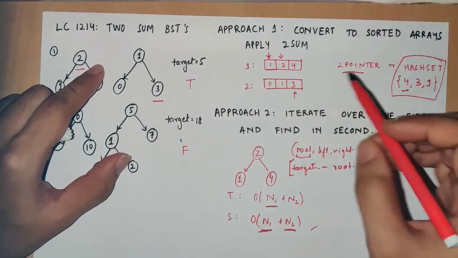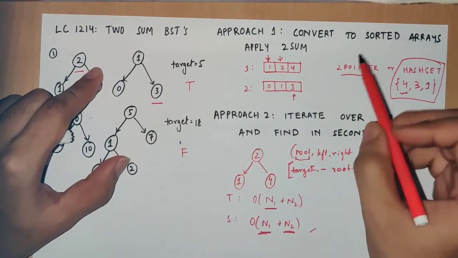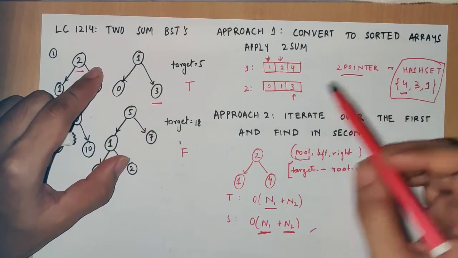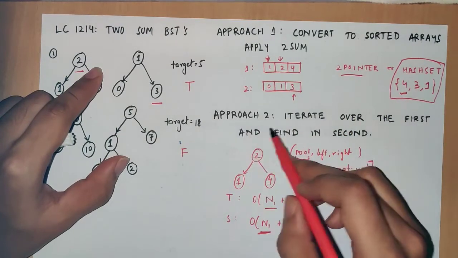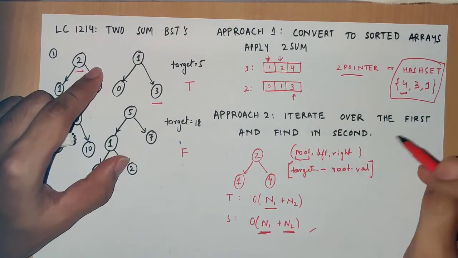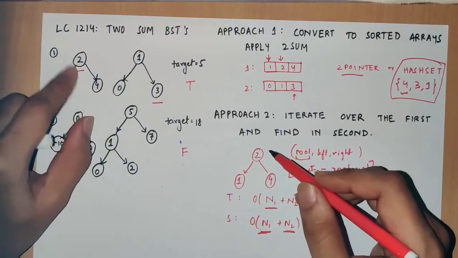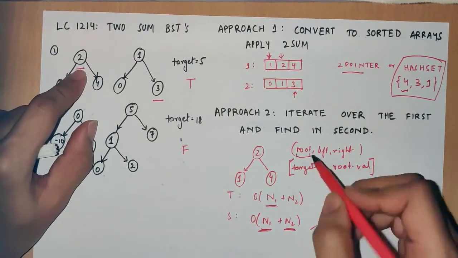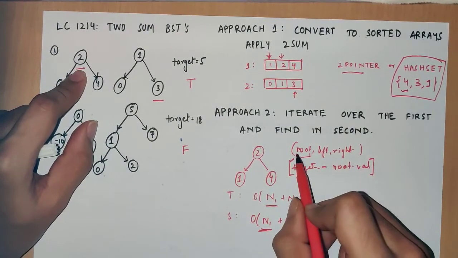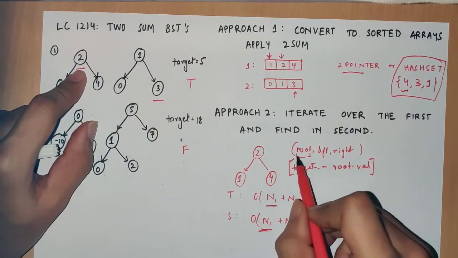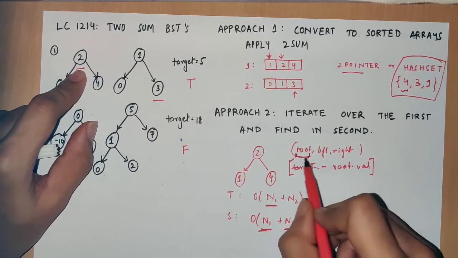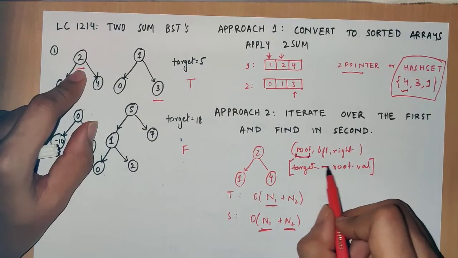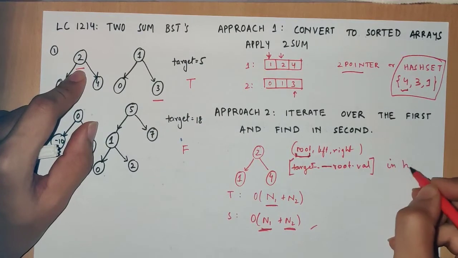In this approach, we are creating two extra arrays, which I think is not required, so we can remove that part. In this second approach, we iterate over the first tree just as we go over a binary search tree, and we try to store each and every value. So we do an in-order traversal: root, left and right. Whenever we reach a root and the root is not equal to null, we store target minus root value in the hash set.